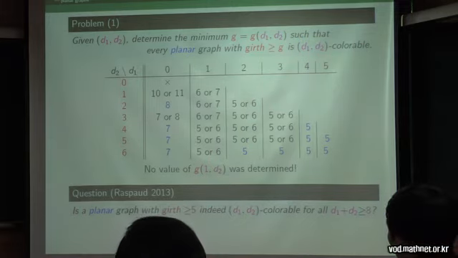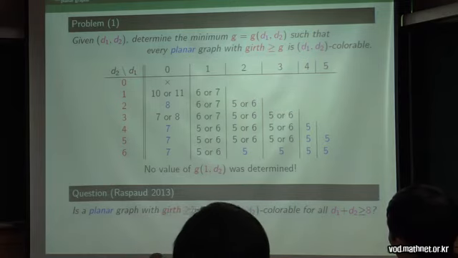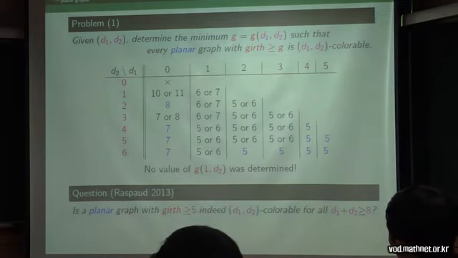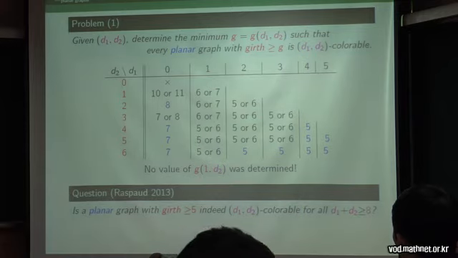What he was interested in particular is this value that's uppermost in this column. So this is (4, 4). And you also look at this value here, 5. So this is (2, 6). So somehow 4 plus 4 equals 2 plus 6. So he highly suspected that this value should also be 5, because 3 plus 5 equals 4 plus 4 and 2 plus 6. So they're all 8. So he asked this question: if you give me a planar graph with girth at least 5, is it indeed (d1, d2)-colorable where the sum is at least 8?